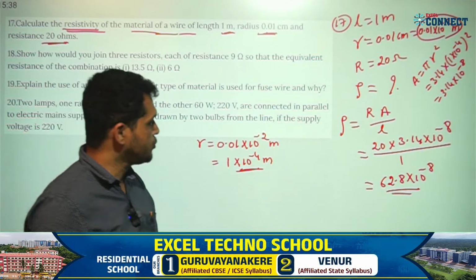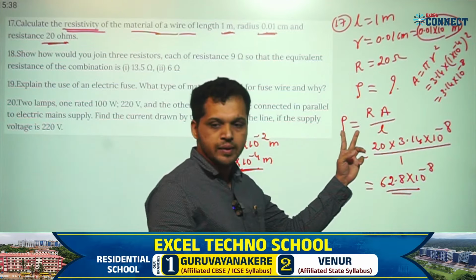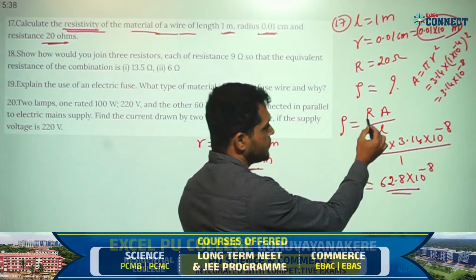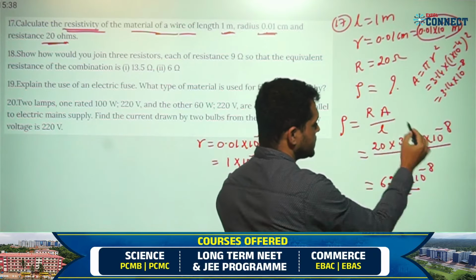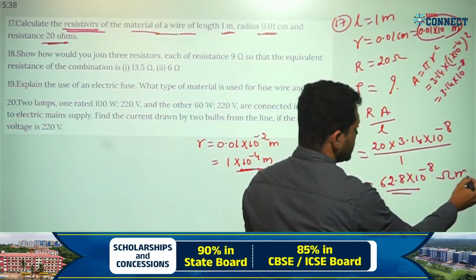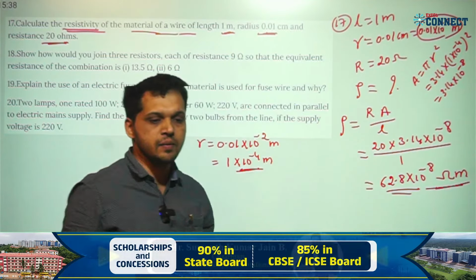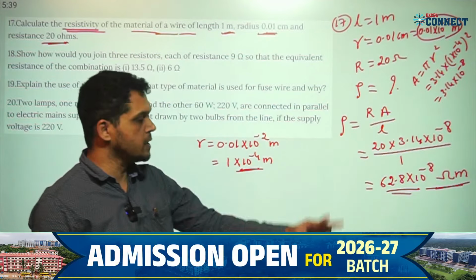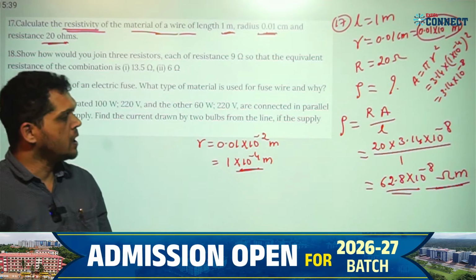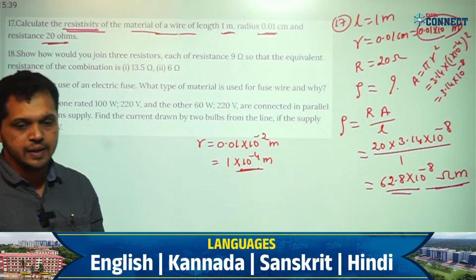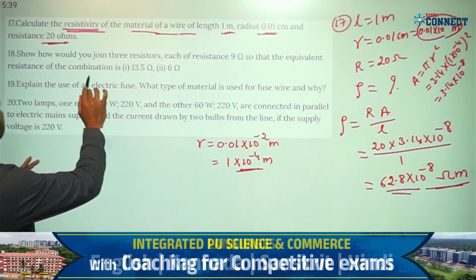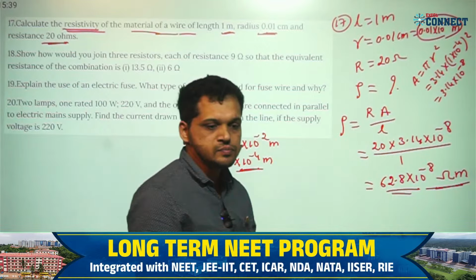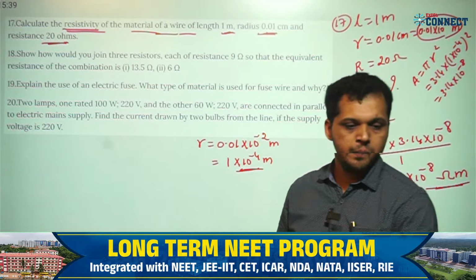Students, what is the unit of resistivity here? The unit of resistivity is ohm meter. You should remember all these parameters, it's the SI unit. So 62.8 into 10 power minus 8 ohm meter is the resistivity. This is the answer for question 17.